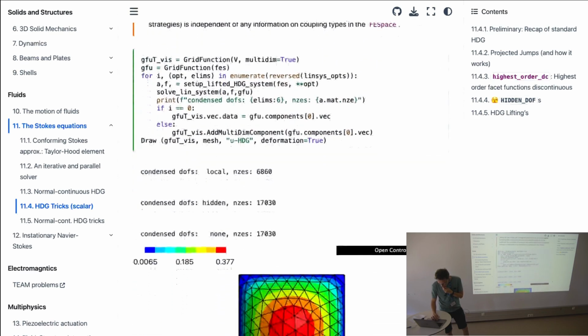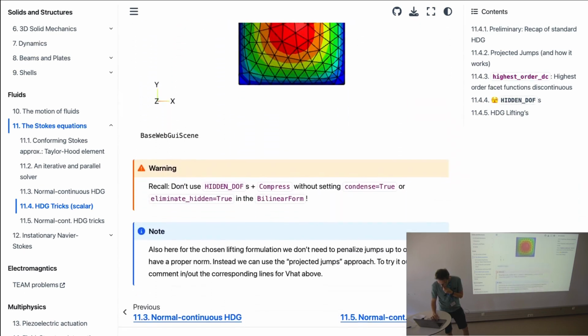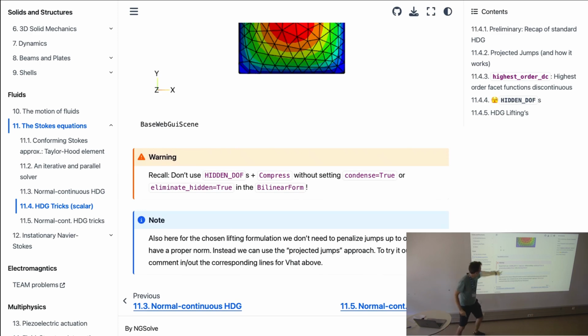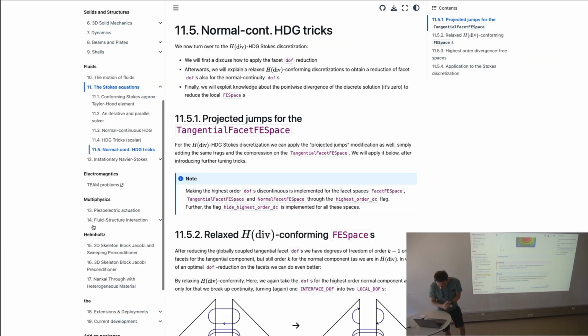Okay, so let me see, is there anything very important? Otherwise, I would rather skip forward. Yeah, so here there's a warning. I already mentioned that. Okay, so that's kind of the idea. And now we are really getting short of time.